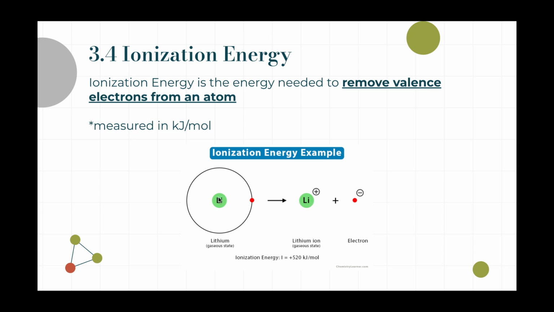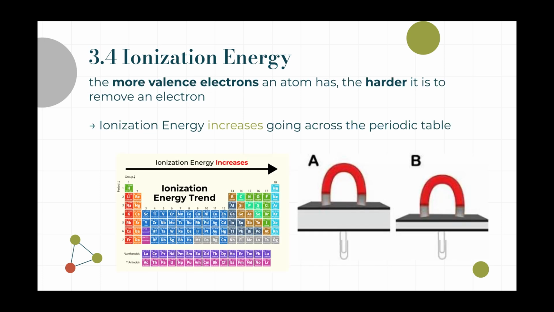So we can see here you have a neutral lithium atom, which is the nucleus. There should be one shell over here for its 2 inner electrons, and then it has 1 valence electron. And once you take away that valence electron, you're left with lithium plus, which is now its charge, and you have an electron. So the more valence electrons an atom has, the harder it is to remove an electron, and so ionization energy increases going across the periodic table.